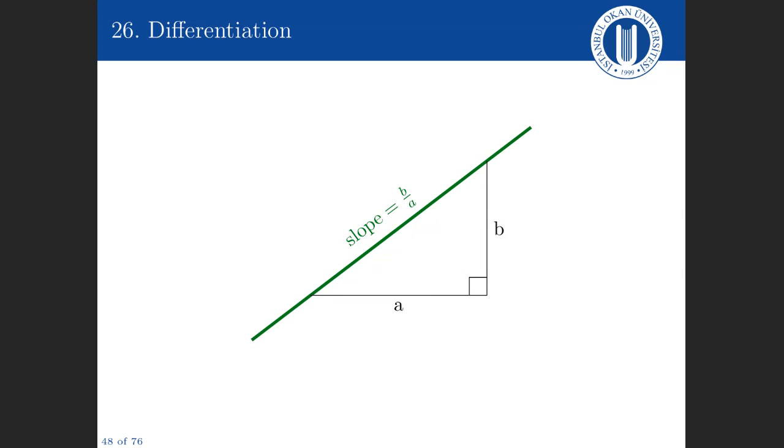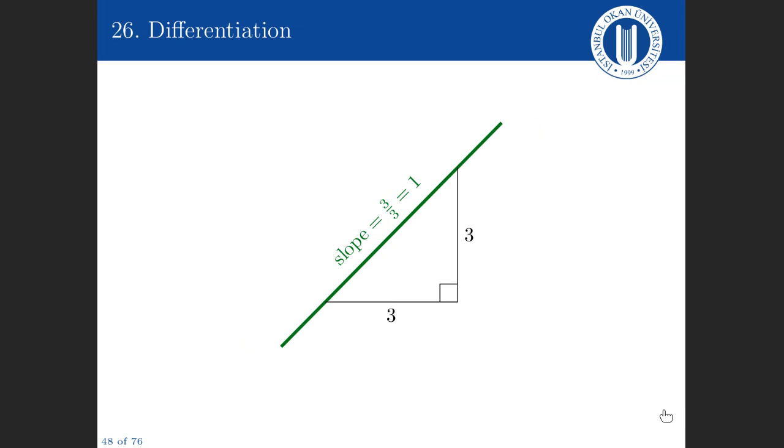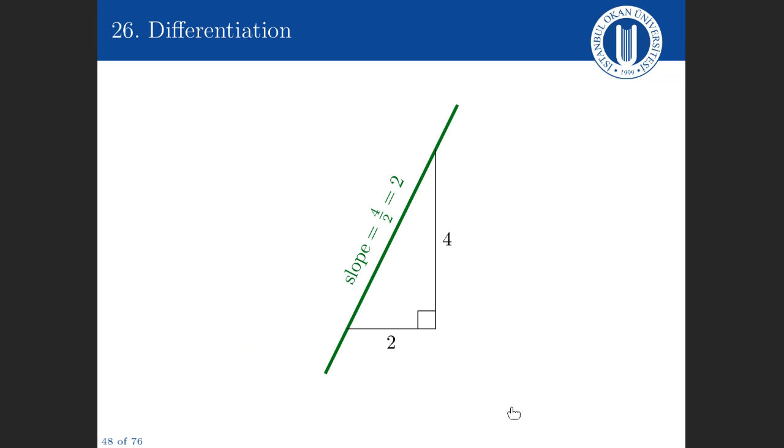In general, if I had a green line like this, and if I could draw a triangle underneath the green line, if the base was horizontal with length A, and the height of the triangle was vertical with height B, I would say that the slope of the green line is B divided by A. Some examples. The slope of this line is 3 divided by 3, or 1. The slope of this line is 4 divided by 2.